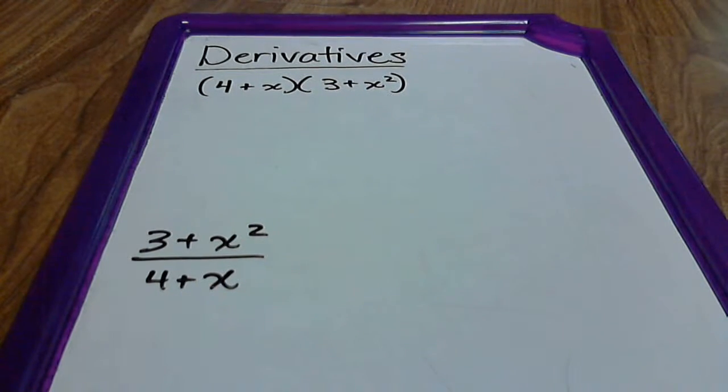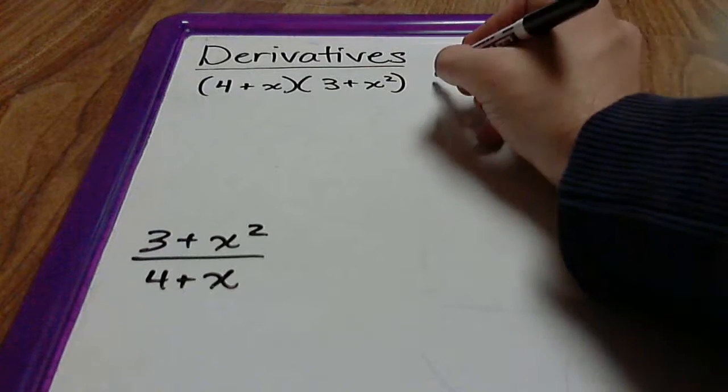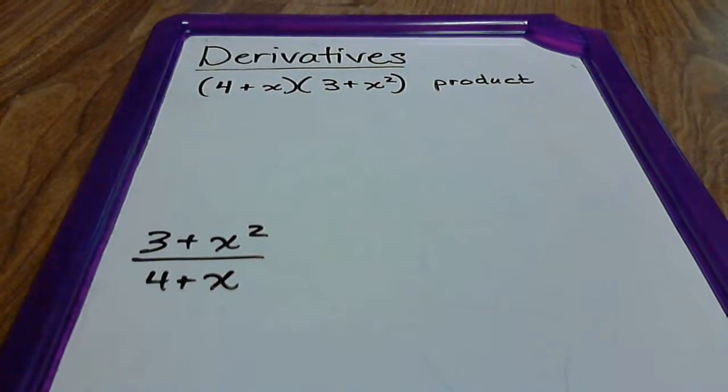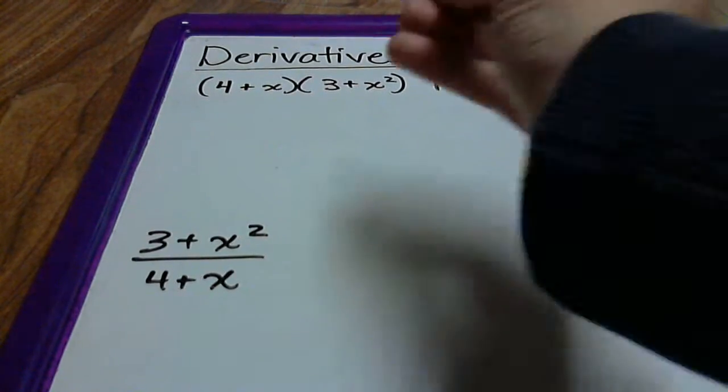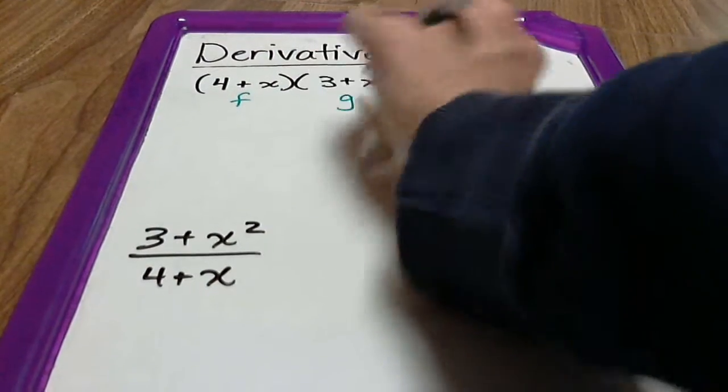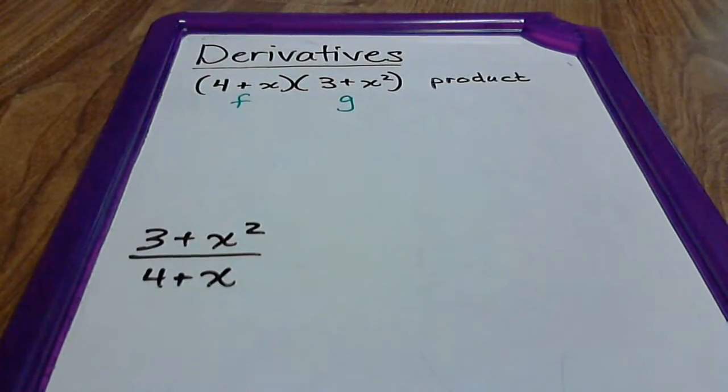Okay, so these are a couple examples involving the product rule and the quotient rule. So here we have a product, so this would be a good chance to use the product rule. We have two functions. 4 plus x will be our f function, and 3 plus x squared will be our g function.